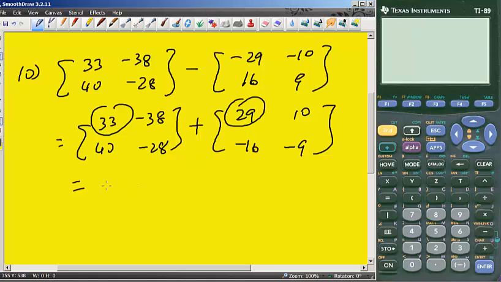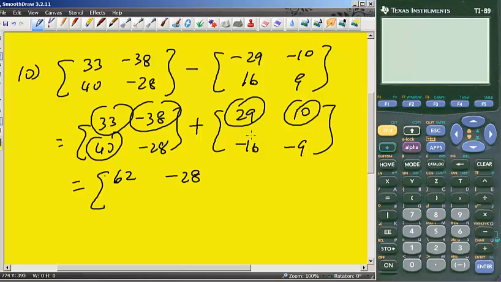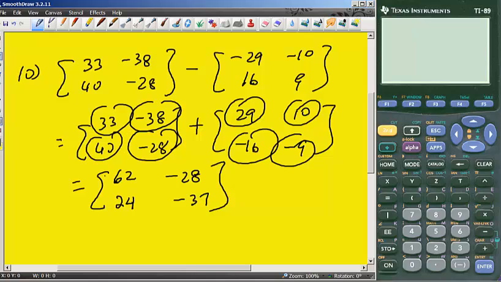Okay, 33 and 29, that is going to give us 62. Okay, negative 38 and 10 is going to give us negative 28. Okay, 40 minus 16, that is going to give you 24. Negative 28 and negative 9 is going to give you negative 37. And that's it. Okay. Alright.